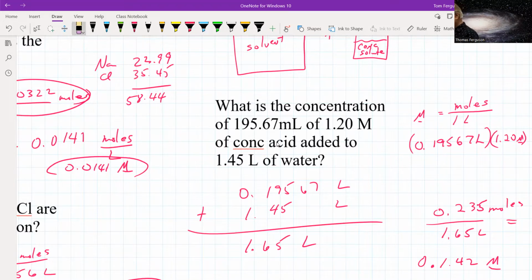Yes, that's right. So it's 0.142. So now, does this make sense? We start with 1.2, mix it all together. Because we're diluting it, the concentration should go down, and it did. So I want you guys to look at stuff and say, is this a reasonable answer? Because if it's not, you did something wrong. It was a very simple mistake. I need to pay attention to my calculators, 10 to the minus 1.